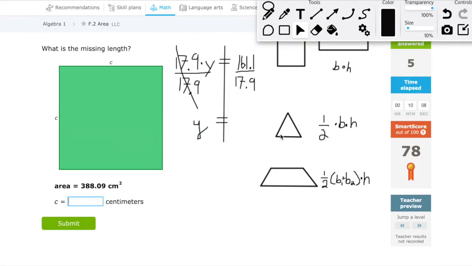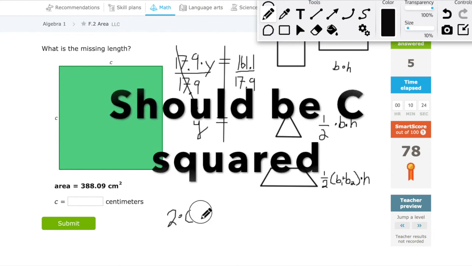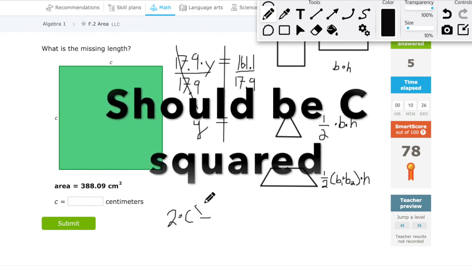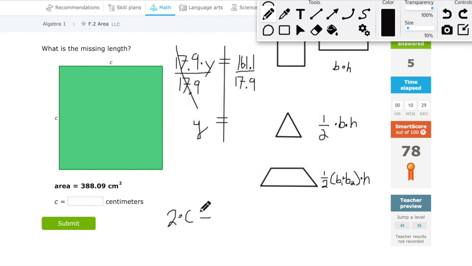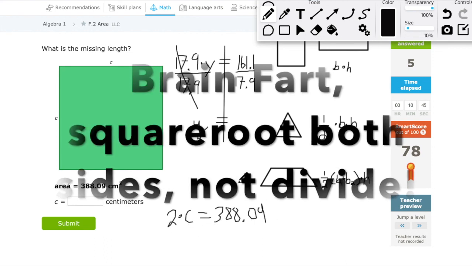Sweet. Okay, so this would be very similar. I'll set it up real quick for you. C times C is the same thing as 2C, because we have two of them, equals, oops, I keep doing that. A little rusty at this, getting back into it. 388.09. And then I would divide both sides by 2, and that would give us an answer.